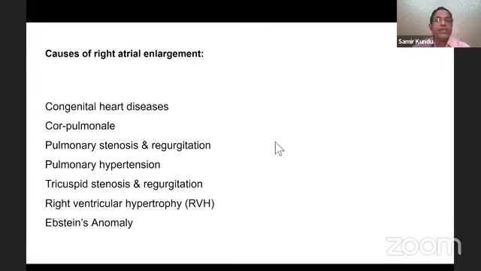A frequently asked question in the examination: the causes of right atrial enlargement. There are some causes here: congenital heart disease, especially pulmonary stenosis, tetralogy of Fallot, cor pulmonale, pulmonary stenosis and regurgitation, pulmonary hypertension due to any cause, tricuspid stenosis and regurgitation, right ventricular hypertrophy due to any cause, and Ebstein anomaly.